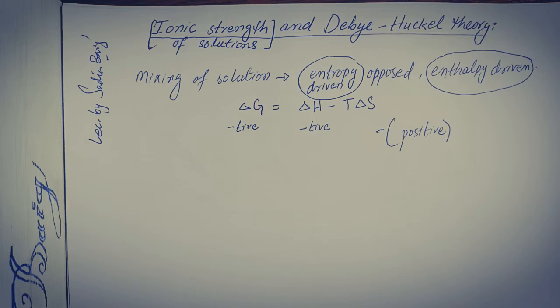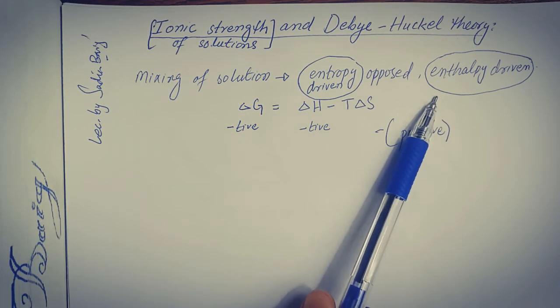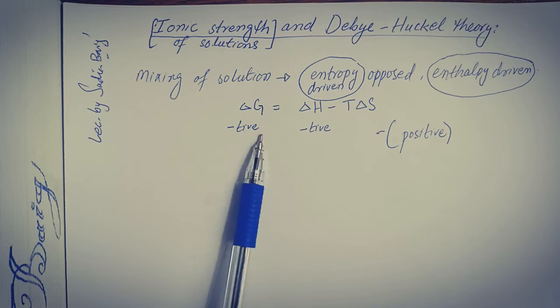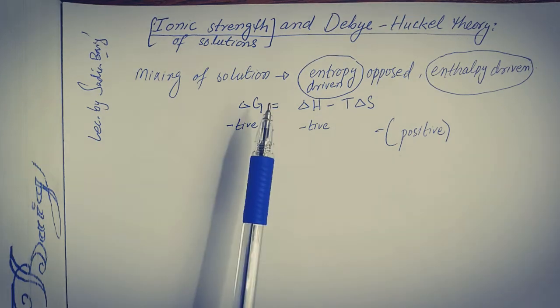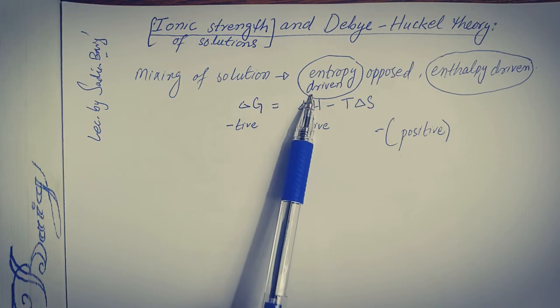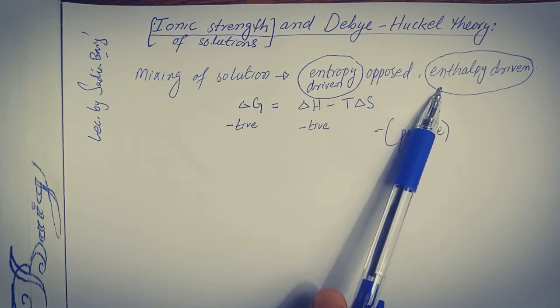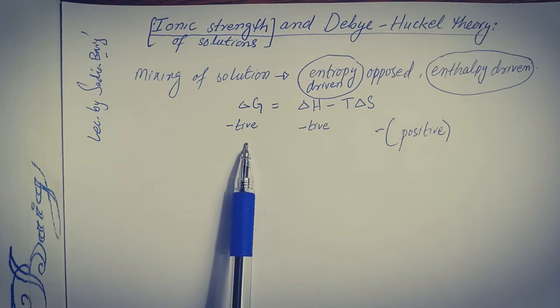So a solution is defined as a homogeneous mixture of two or more components existing in a single phase, whereas the mixing of solutions is defined by either entropy driven or enthalpy driven processes according to this equation, which shows the relation of the Gibbs free energy with the enthalpy and entropy. So when the mixing of solution is driven by entropy, it is opposed by the process driven by enthalpy. So overall mixing must have a negative Gibbs free energy.